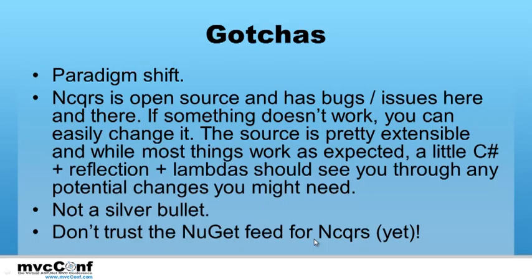NCQRS is open source. It does have bugs here and there. If something doesn't work, you can quite easily change it. The source code is quite good and it's extensible. If you have a problem, and you're kind of competent with C#, reflection, and lambdas, you should be able to figure out what the problem is. You could even contribute back. It is open source, and I'm sure the guys would appreciate any contributions you can make.